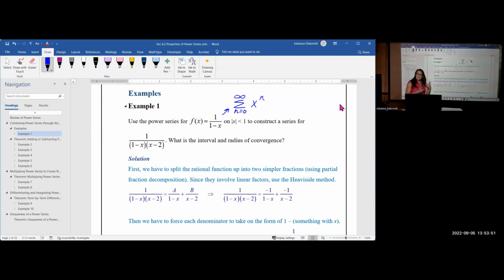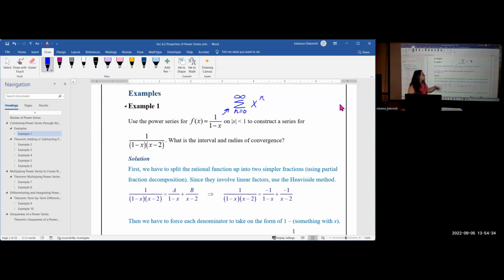Then we repeat the process. This is the Heaviside method for partial fractions. We look at the factor x minus 2. Now its zero would be the number 2. So then we cover up that factor and we substitute 2 into what's left of the rational function. And that gives us 1 over (1 minus 2), which again is 1 over -1, which is -1. So we replace the numerator over the linear factor x minus 2 with -1. So we have now broken down this rational function into the sum of two rational functions with simpler linear denominators.